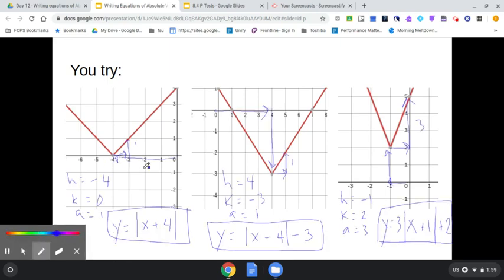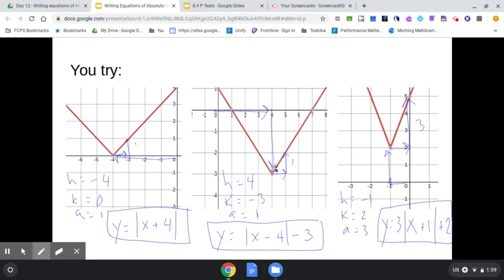Okay, here are the answers to those 3 You-Try questions. The first graph was shifted left 4 units. There was no up or down, and there was no vertical stretch, shrink, or reflection. So y equals the absolute value of x minus a -4, which makes x plus 4.